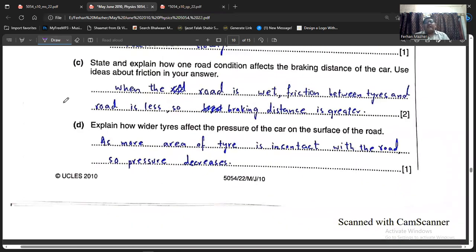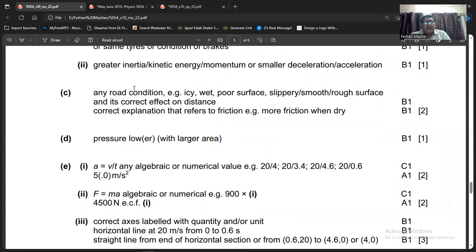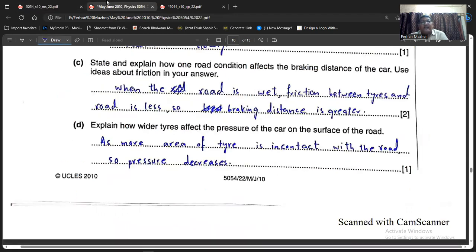When the road is wet, friction between tire and road is less, so the braking distance is greater. C part: any road condition, for example, icy, wet, poor surface, slippery, smooth, rough surface, and its correct effect on distance. Correct explanation that refers to friction, for example, more friction when dry.